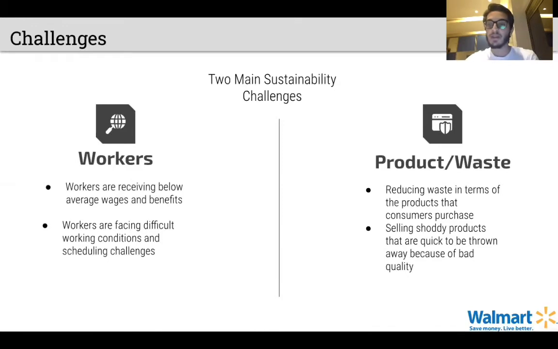In terms of the product section, we can see that reducing waste in terms of the products that consumers purchase is not one of Walmart's primary goals. So the products that consumers are buying are being bought and thrown away immediately, and there's no way to recycle those products. And Walmart sells to a large crowd of people. So what can Walmart do about these two challenges, and how can they fix that to be more sustainable in the eyes of the regular consumer and in the eyes of the public?